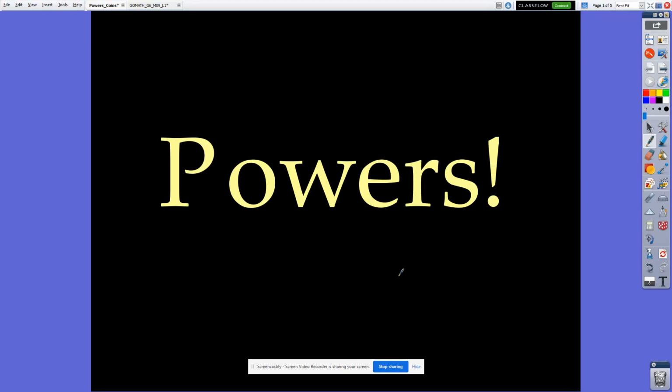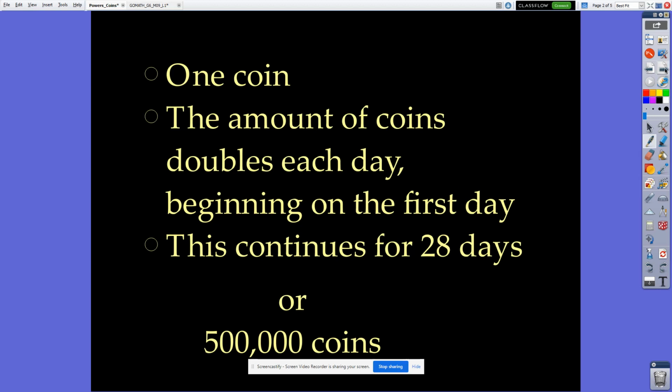Hola, sexto grado. Today we are talking about powers, and powers are important because numerically they are super powerful. We looked at I Dream of Djinni, and Djinni gave Kate two options.